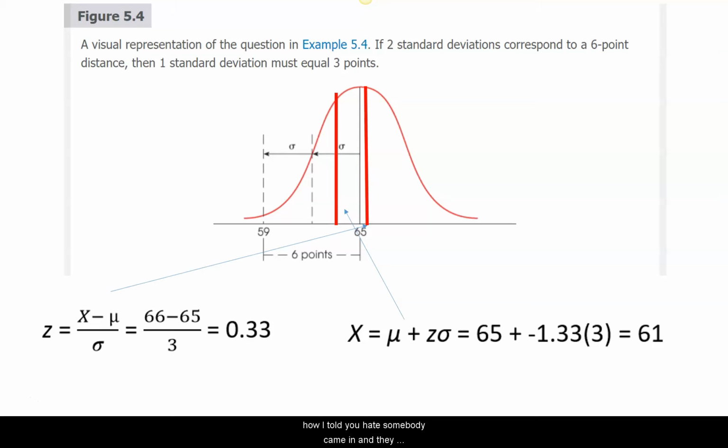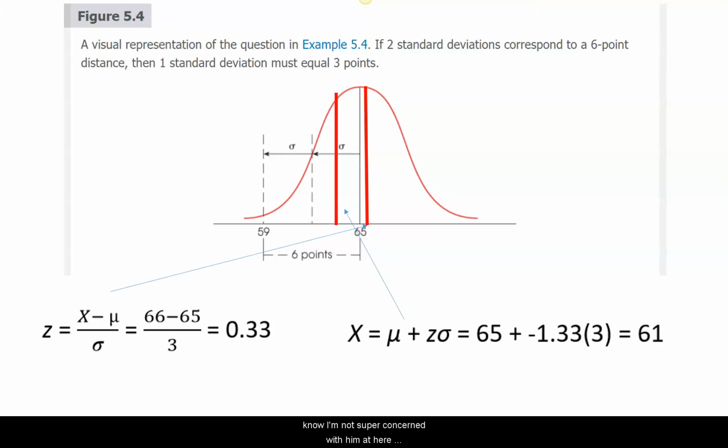Let's say I told you, hey, somebody came in and they were 1 1/3 standard deviations below the mean in age. Now, this is where it gets a tad awkward. I would say 65 plus negative 1.33, which is a little awkward because we're saying plus negative. So in effect, we're subtracting, but you can sort of keep track of that. 1.33 times 3, let's call it roughly 4. So 65 minus 4, 61. So I could go either direction, and for our purposes, that's kind of enough to know.